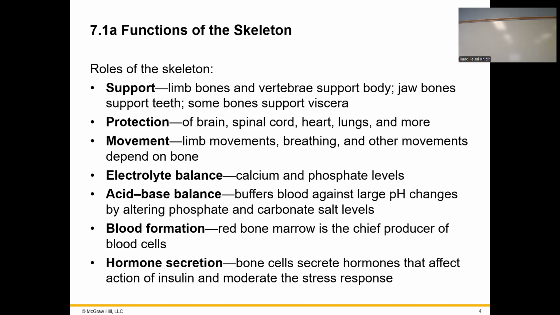Also, not just calcium salt. What are the other types of salt that we have in the bone besides calcium? Phosphate, excellent. This phosphate is very important for phosphate homeostasis. We don't want hyperphosphatemia or hypophosphatemia. What is the usefulness of phosphate?